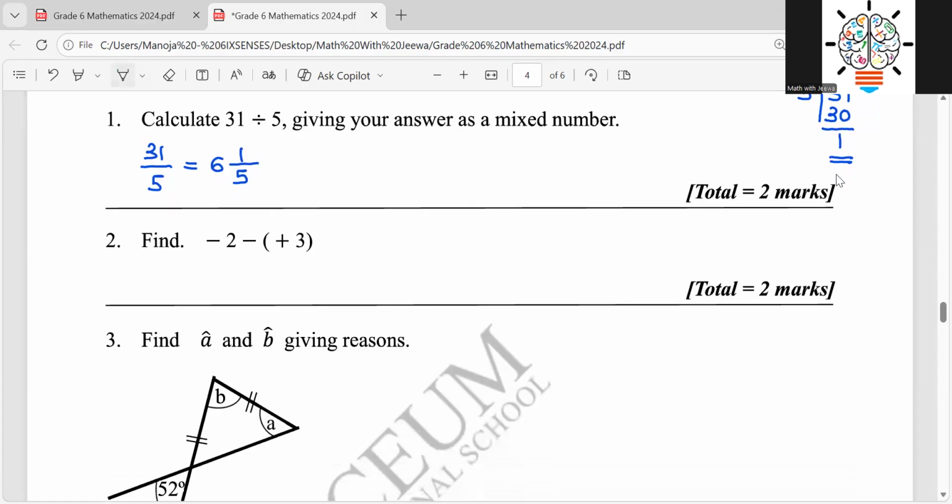And the next one, when you have two signs like this, first of all, we want to solve that. Negative and positive, that becomes negative. And then you rewrite this -2, -3.